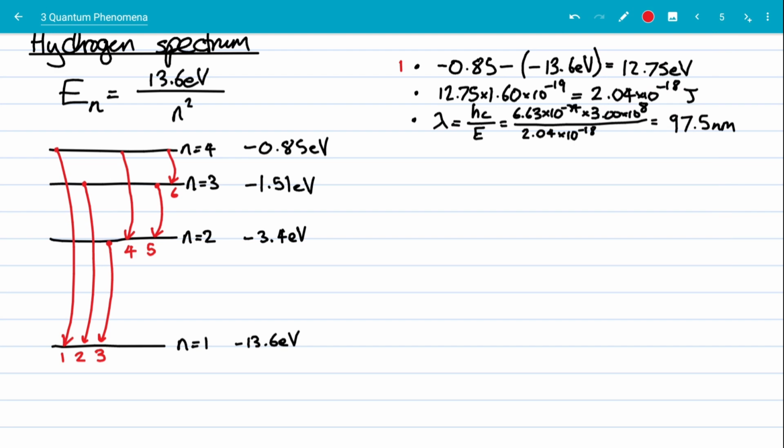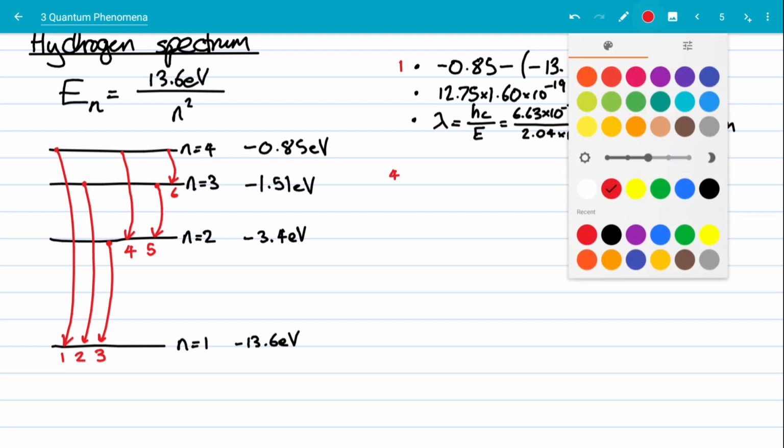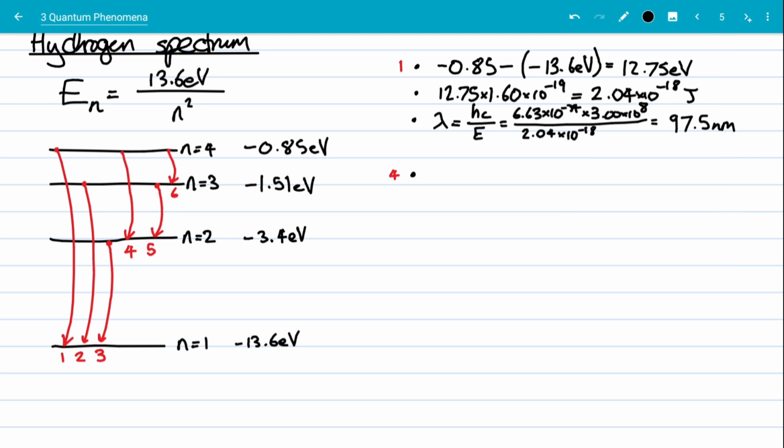We could do the same thing for transition 2 and transition 3, but let's just have a look at transition 4. We won't do them all because we'll be here all day and you'll watch me do 6 calculations, which is a bit pointless. So difference in energy: negative 0.85 minus negative 3.4, and that's in electron volts. So let's go 3.4 subtract 0.85, 2.55 electron volts. So that's obviously much less.